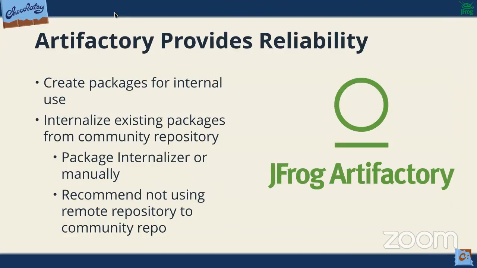That allows you to create packages for internal use, and to internalize existing packages from the community repository. You can do that internalization if you're going to reuse packages from the community repository, either using Package Internalizer or manually. We do have a guide in our documentation that shows how to do that manually. One thing, again: we don't recommend that you just bring packages down to cache them, because they're still going to reach out to the internet unless they're internalized. So that keeps you from using that remote repository.